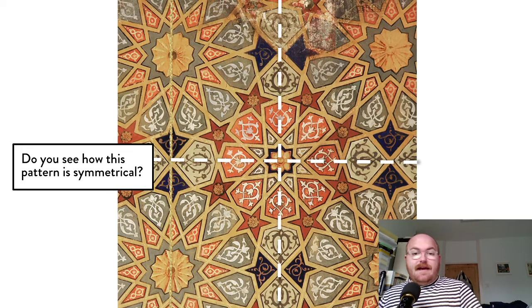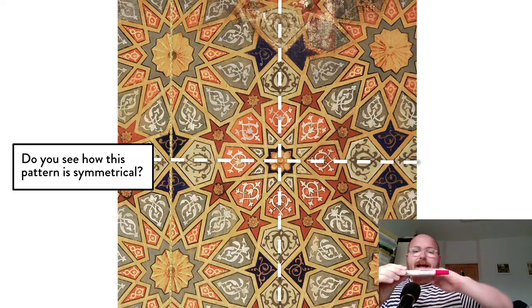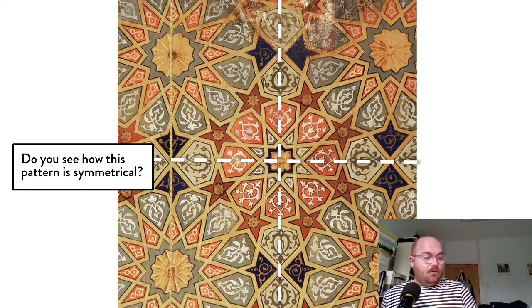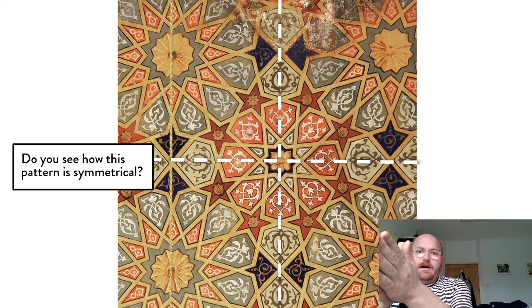Now, this pattern that you've got here, I want you to look and see how is it symmetrical. I wonder if you can tell me first, before we go any further, what does symmetrical mean? So symmetrical means that something reflects perfectly on either side of a line. For example, a square would be symmetrical because you can fold a square in half and it is exactly the same on either side.